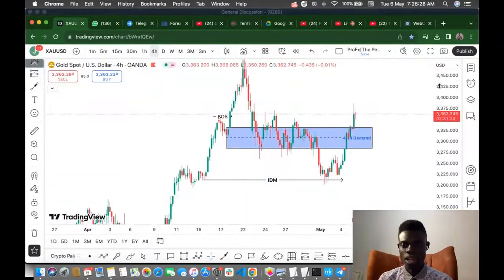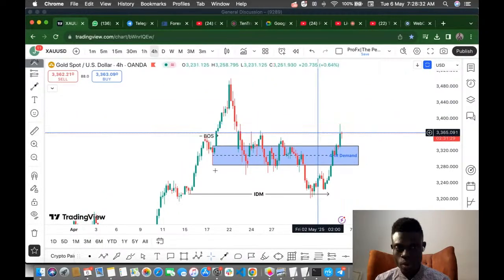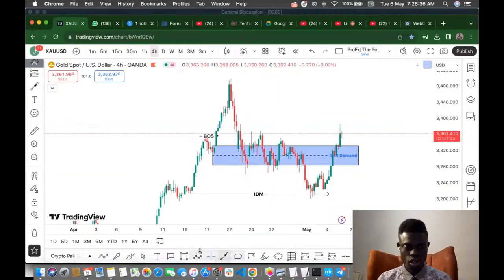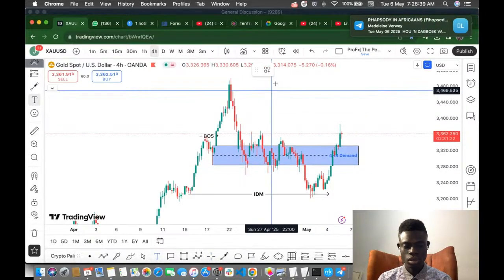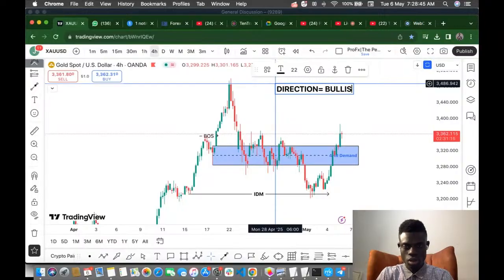So what I did here is I'm marking our key levels and direction. So we know we are bullish. Direction is bullish. So let's take that down. Direction is what? Bullish. For our higher time frame, right? On 4 hours. I've established that.